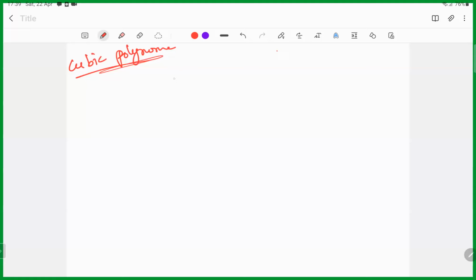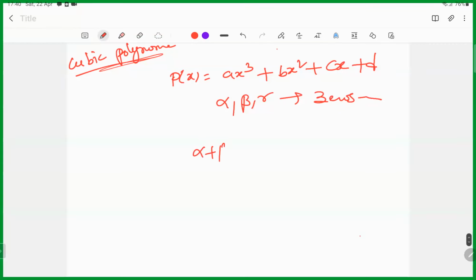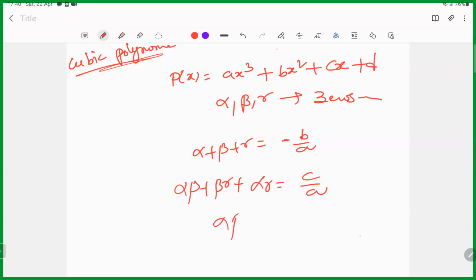What is p of x equal to? ax cube plus bx square plus cx plus d. So here, let's say alpha, beta, gamma are zeros. Okay, here three zeros will be there at max, right? Okay. So now, alpha plus beta plus gamma equal to minus b by a. Alpha beta plus beta gamma plus alpha gamma equals c by a. Alpha beta gamma equal to minus d by a. Note it down, these are the relations. So next class, you prove this and bring it to me. Okay, I need a proof of this in the next class.